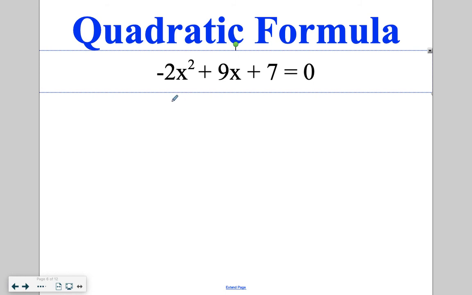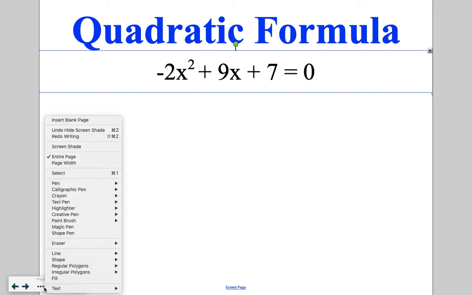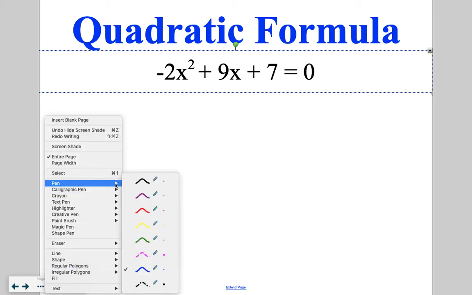Just another example here. So we've got a in this case is going to be negative 2. So our a value is negative 2.